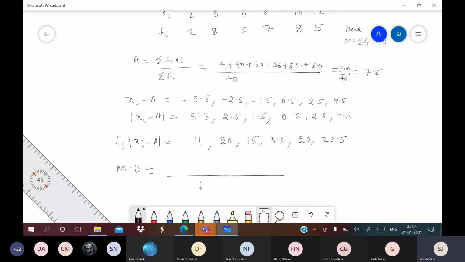Now the last answer, mean deviation. In the denominator, what will come? Total number of frequencies, 40. And now you add these values, 11 plus 20 plus 30, 15, 3.5. This is 3.5, not 35. Okay. Then 20 plus 20, 2.5. So this is going to be 31, 46, 66, 66 and 26, 92. 92 by 40. So this is 2.3.